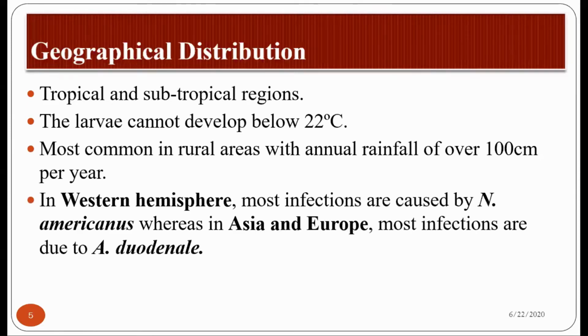In the Western world, most hookworm infestations are mainly caused by Necator americanus, whereas in Asia and Europe, hookworm infestation is mostly due to Ancylostoma duodenale.